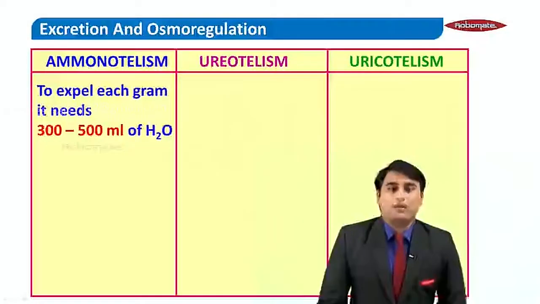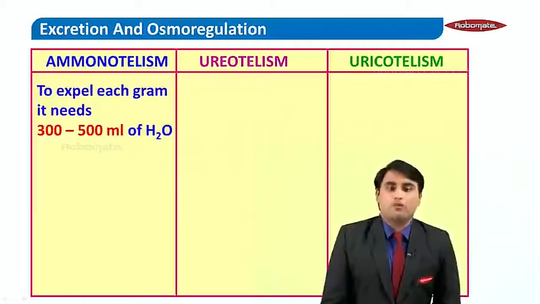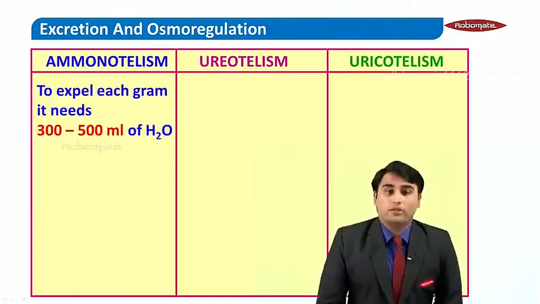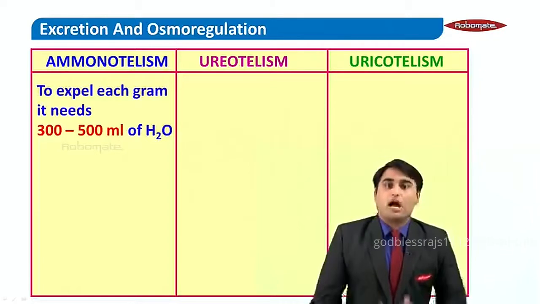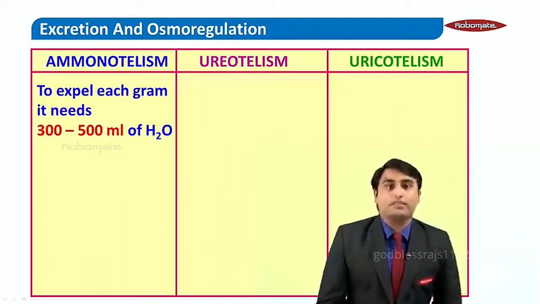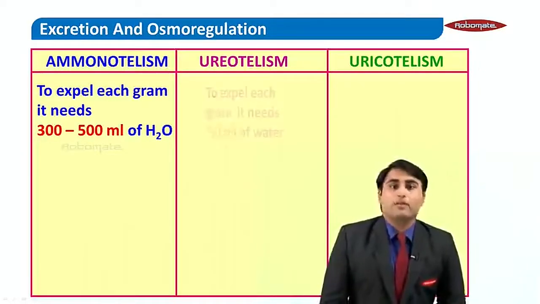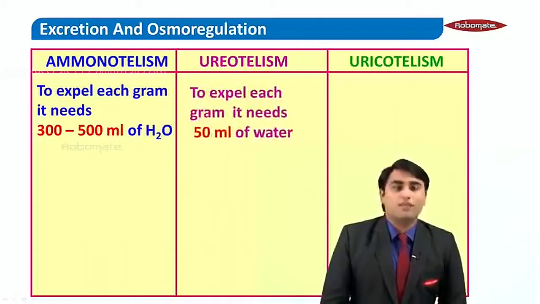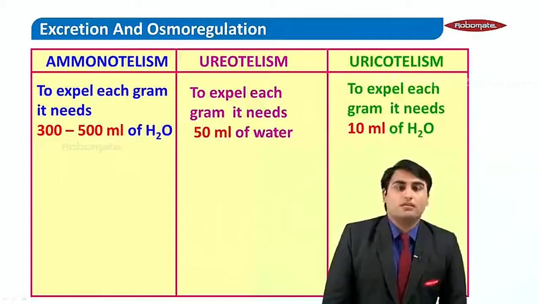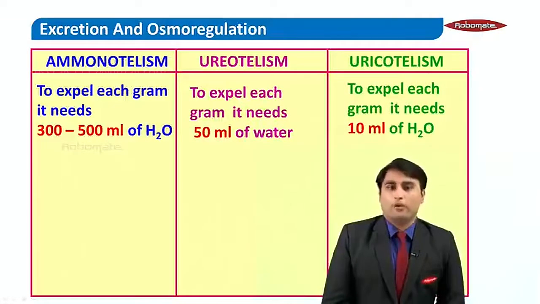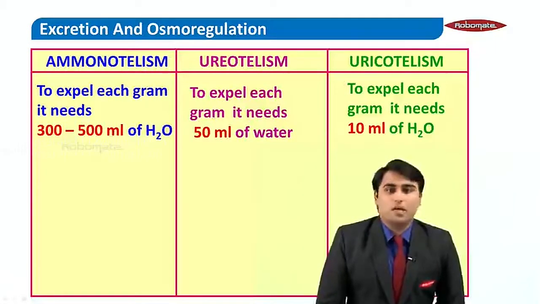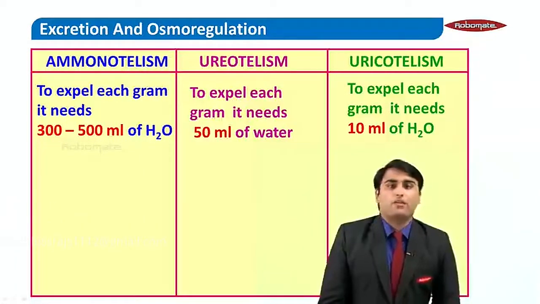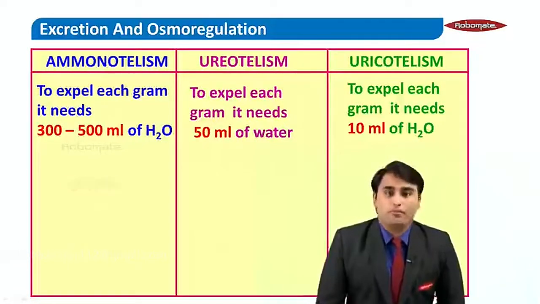To expel ammonia, each single gram of ammonia requires 300 to 500 ml of water. So basically animals which have an abundance of water in their vicinity will excrete ammonia. Urea, however, requires only 50 ml of water, and uricotelic organisms require 10 ml of water. So uricotelism would be seen in animals with a very minimal amount of water inside their body.